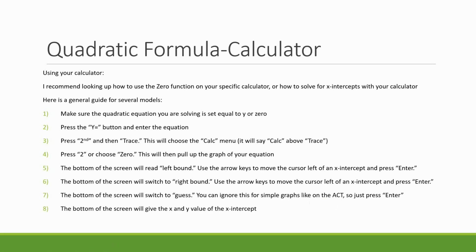At that point, it will give you the answer for that x-intercept that you just bracketed. And at the bottom, you're going to get the x value and the y value, and that's going to be your answer for one of the intercepts. You then have to do this all again for each x-intercept that you see. If it's a quadratic equation, you're only going to see 1, 2, or 0.